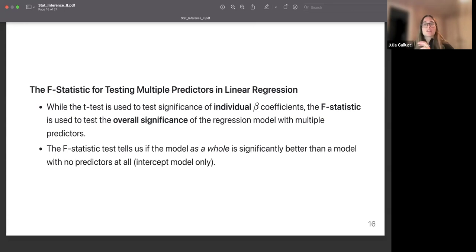So I keep saying in comparison to an intercept model, and what this is saying is this is just a model that would predict the average value of the response variable. So the average house price, for example, across all observations without any predictors. So for each individual listing, it would just predict the average house price within the data set. So we're saying, is this model with these predictors better than a model that's just predicting average house price?